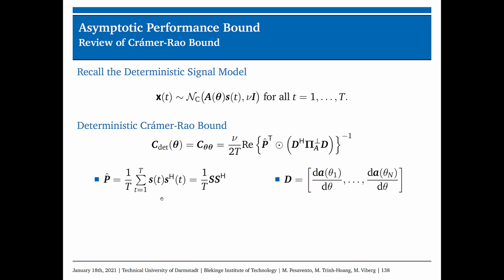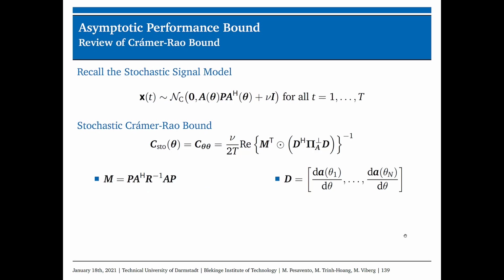sample correlation matrix computed from the exact signal waveform, and D is the matrix of partial derivatives of the steering vector at the true source locations where the differentiation is carried out with respect to the directions of arrival. Pi perp is a projector onto the orthogonal complement to the space spanned by the steering matrix for the true source direction. That is the orthogonal projector onto the noise subspace.